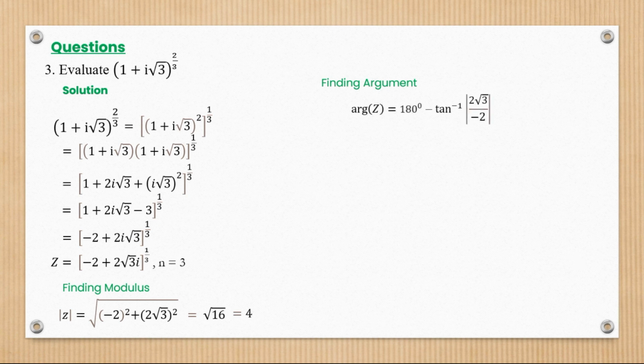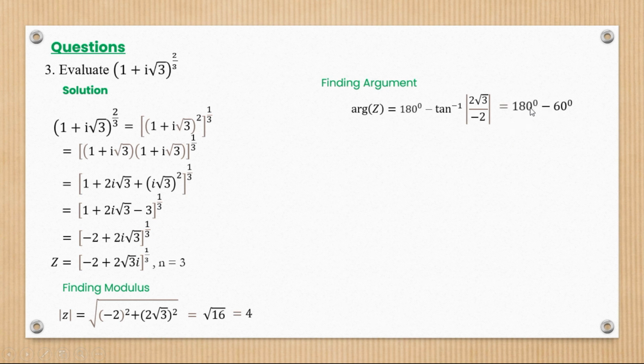For the argument, we can see that this value resides in the quadrant where we have a negative real and a positive imaginary. That means we are dealing with the second quadrant. In the second quadrant, remember that we use the formula 180 degrees minus tan inverse of the imaginary over the real. But because of these bars, we're not going to consider the negative value from here. So this is what we end up having.